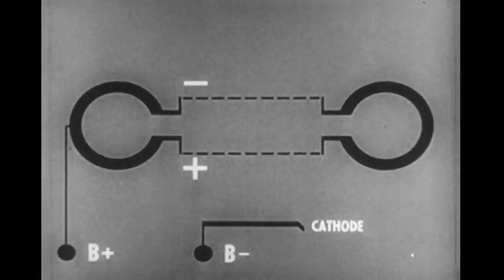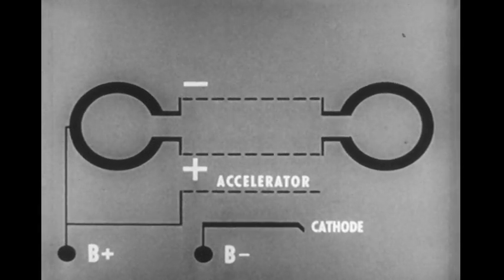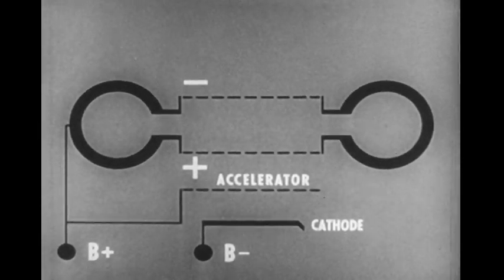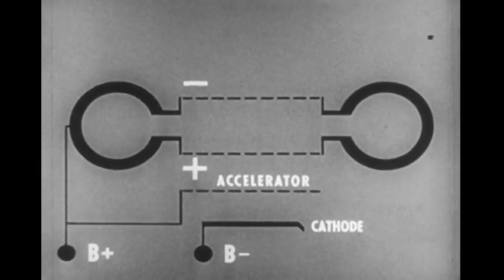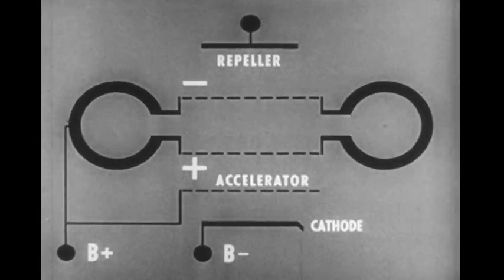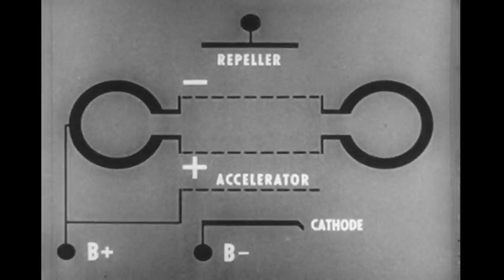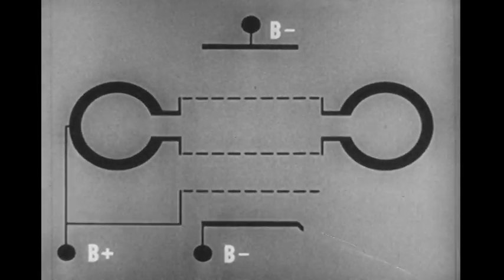To speed them up still more, there is an accelerator grid connected to the B-plus source. After the electrons pass through the cavity grids, they encounter a strong retarding field produced between the cavities and an electrode known as the repeller or reflector, which is maintained at a still lower potential than the cathode. This, then, is the tube.